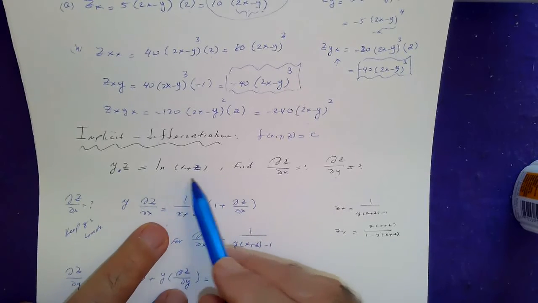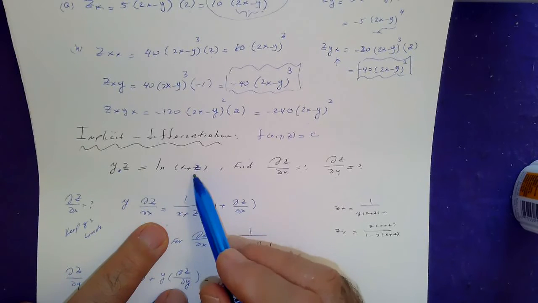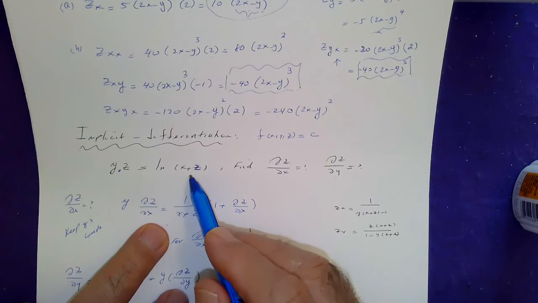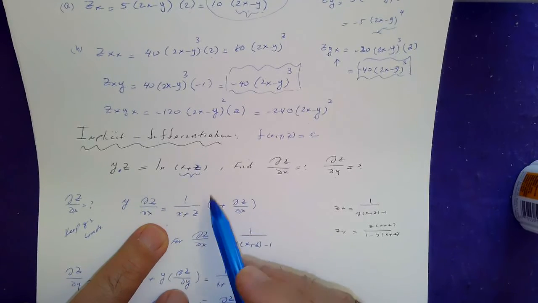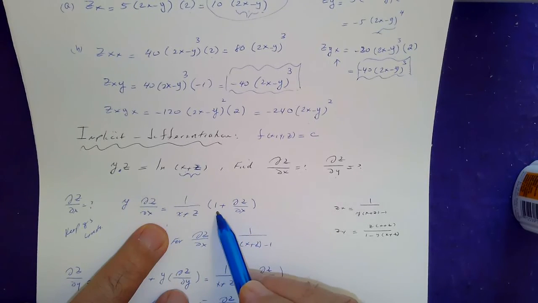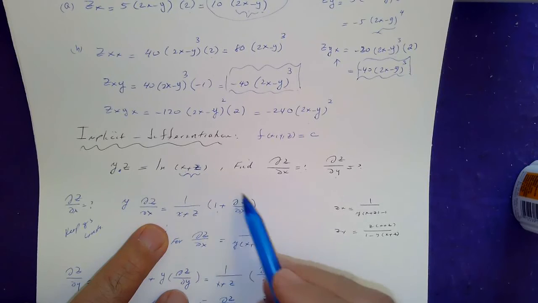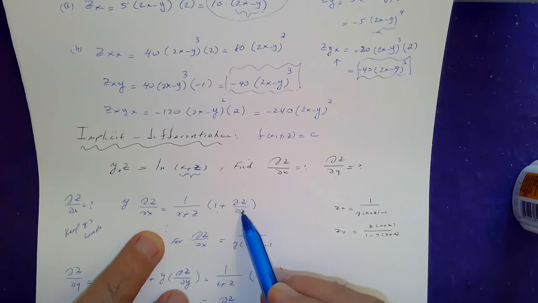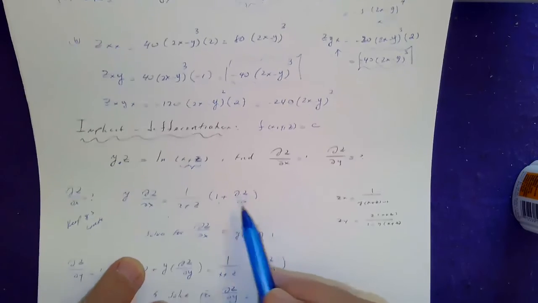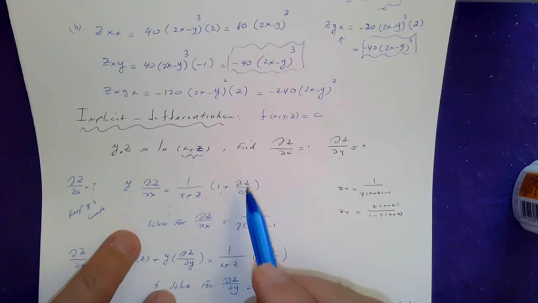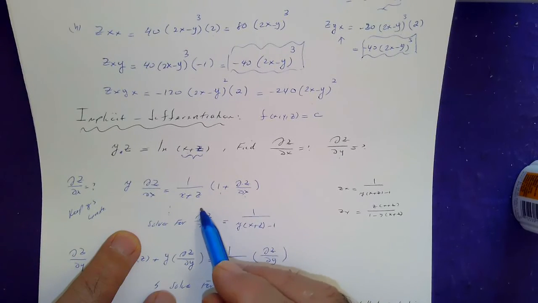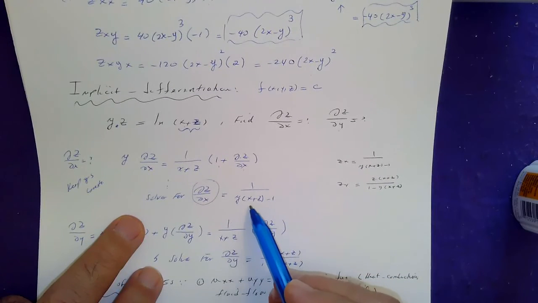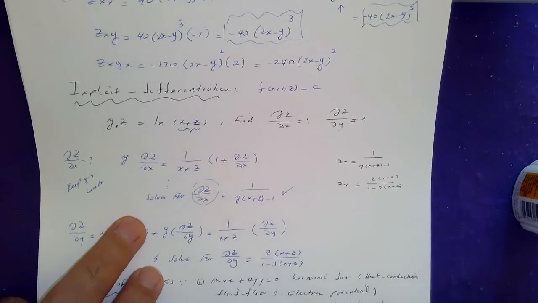On the right side, the derivative of a natural log is 1 over the argument. But then remember, I'm taking the partial derivative of the argument with respect to x, so the partial derivative of x is 1. The partial derivative of z with respect to x is dz/dx. Somehow you have to manipulate this equation and isolate dz/dx. It turns out the answer is 1 over y times (x plus c) minus 1.